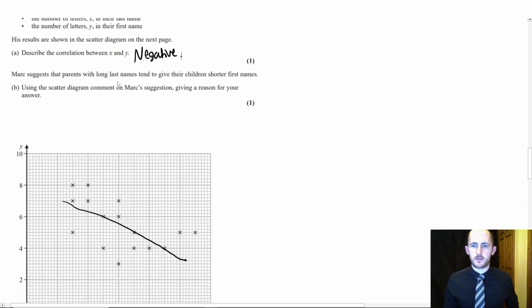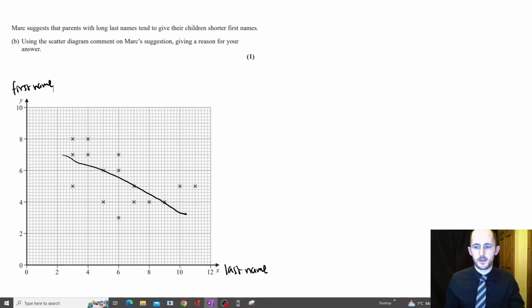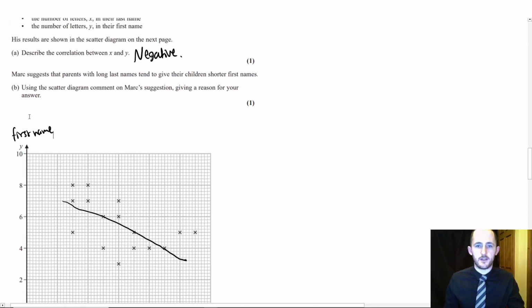Mark suggests that parents with long last names tend to give their children shorter first names. Use the scatter diagram to comment on Mark's suggestion, giving a reason. So, if we look here, X is the last name, so I'm going to write last name next to it just to make it a bit clearer. First name. So as the length of the last name increases, the length of the first name does decrease.